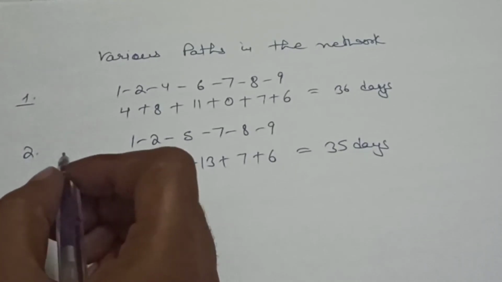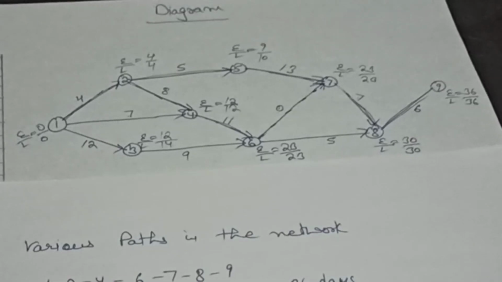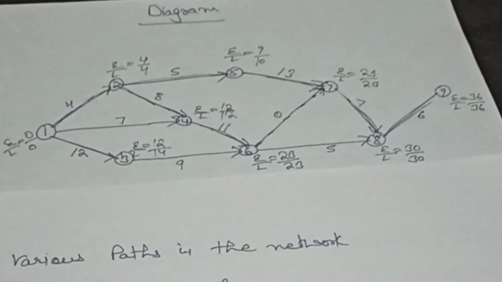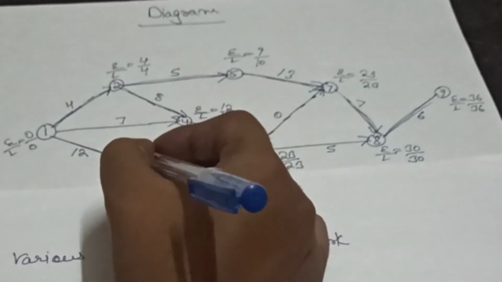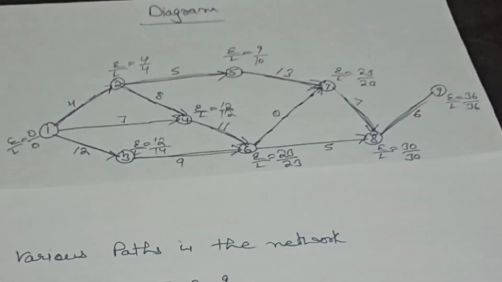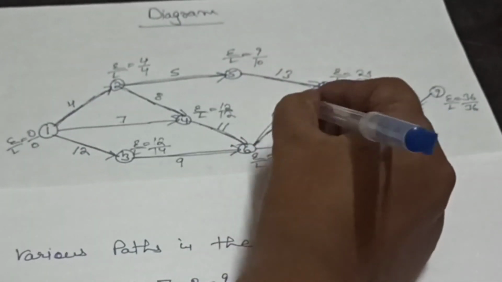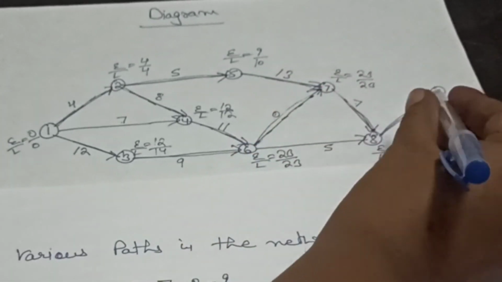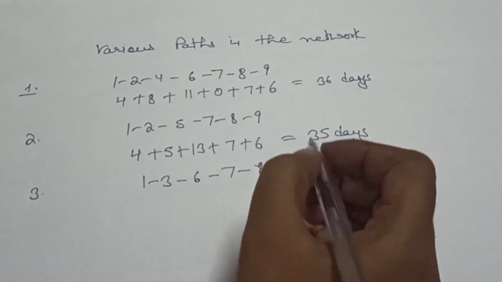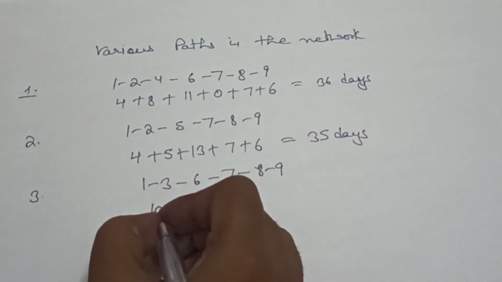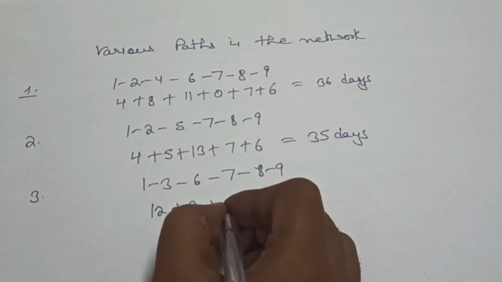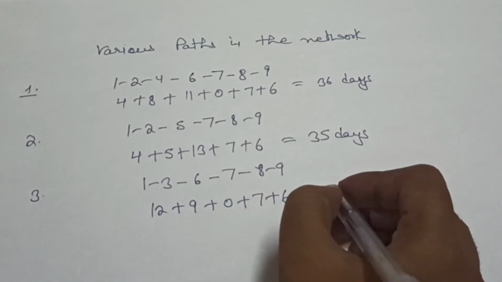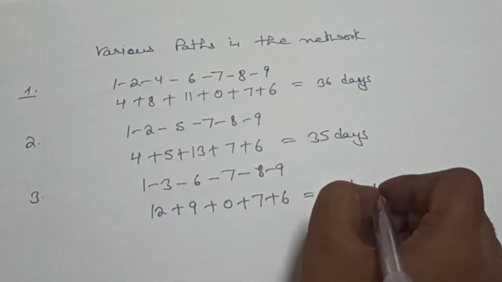So we will now find its third path. So we will start with this node. So we can select this activity 1 to 3. After then 3 to 6. After then 6 to 7. 7 to 8 and 8 to 9. And its duration is 1 to 3, 12 plus 9 plus 0 plus 7 plus 6. So we can say total duration is 34 days.